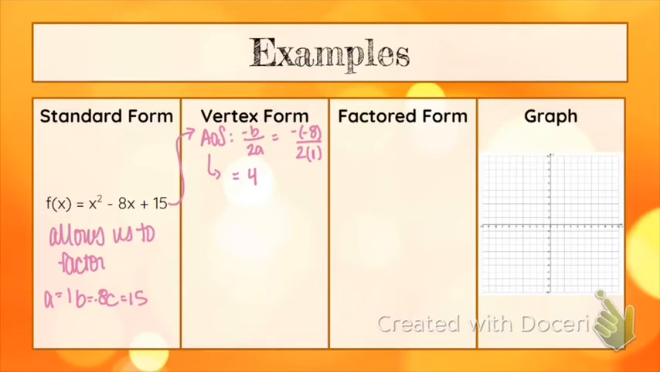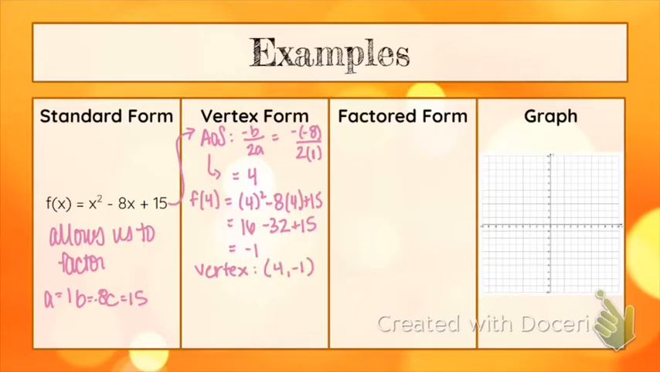And then we have to find our vertex. So we find the vertex by finding f of our axis of symmetry. So f of 4 is equal to 4 squared minus 8 times 4 plus 15. So this is 16 minus 32 plus 15, which is going to equal negative 1. So our vertex is at 4, negative 1. So then we can write our equation.